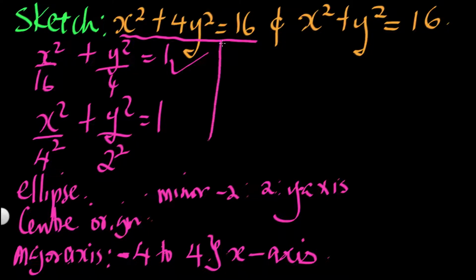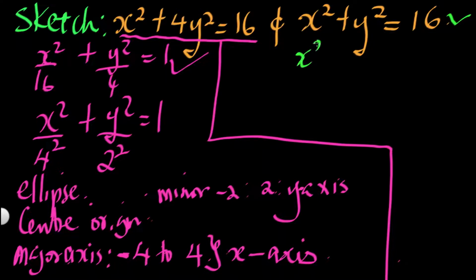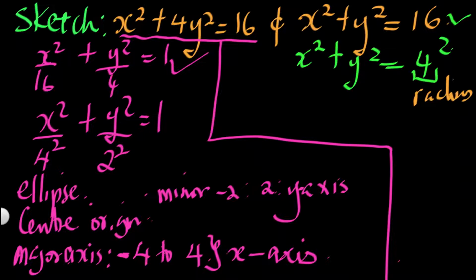So this is for the ellipse. I come here to our circle. How do I know it's a circle? Because I can write it in the form x squared plus y squared equals 4 squared. And we know that the general equation of a circle is x squared plus y squared equals r squared. So this is actually the radius of our circle, and our circle has its center at the origin.